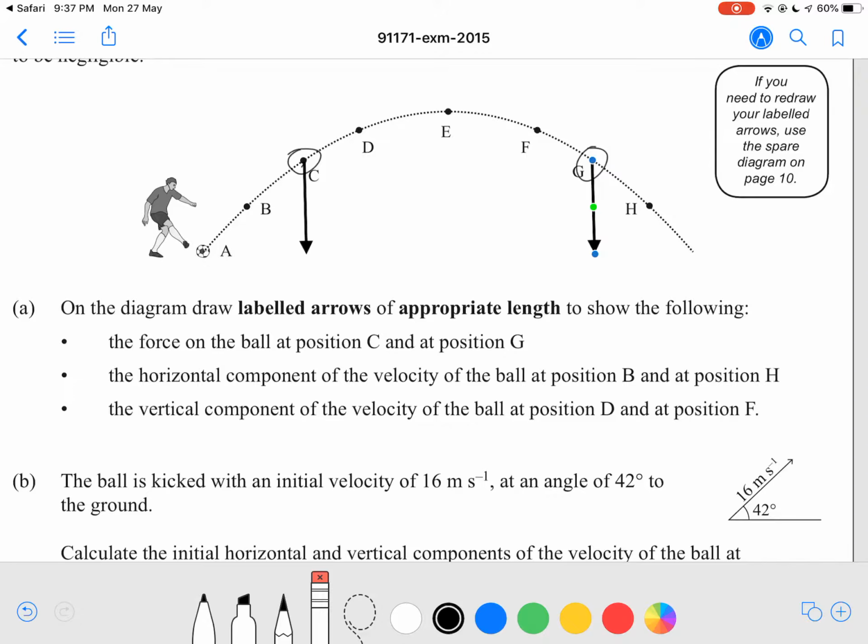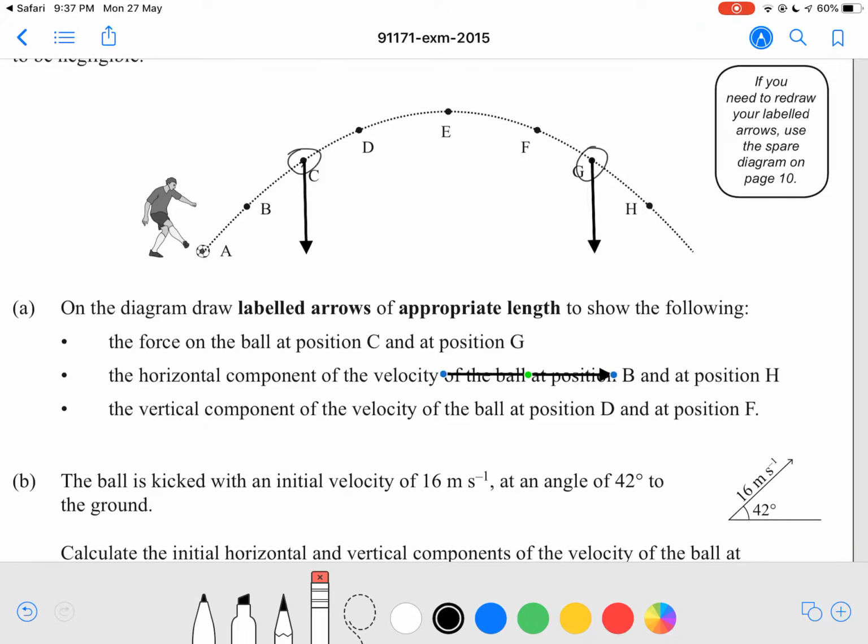The horizontal component of the velocity of the ball at position B and position H, okay? So basically, we're going to say that there's a V_H acting on the ball at position B, and that V_H is exactly the same as at position H, because air resistance is negligible. There are actually no horizontal forces acting on the ball, and that means the horizontal component of the velocity remains constant for the entire flight.